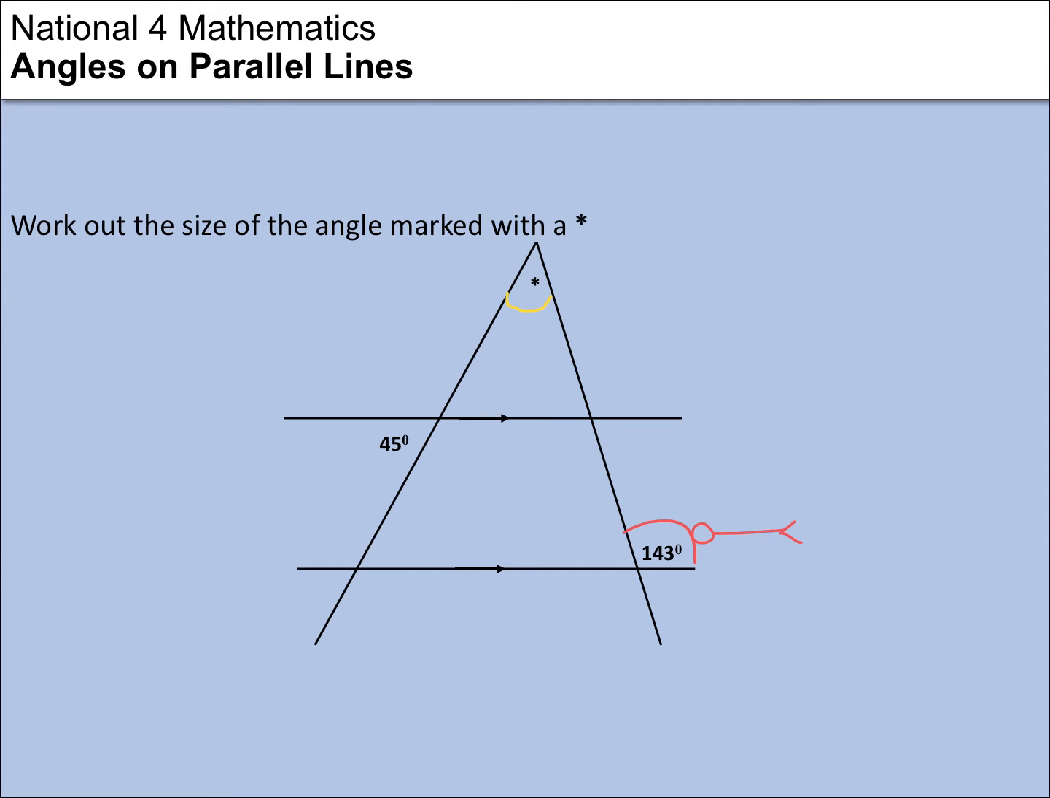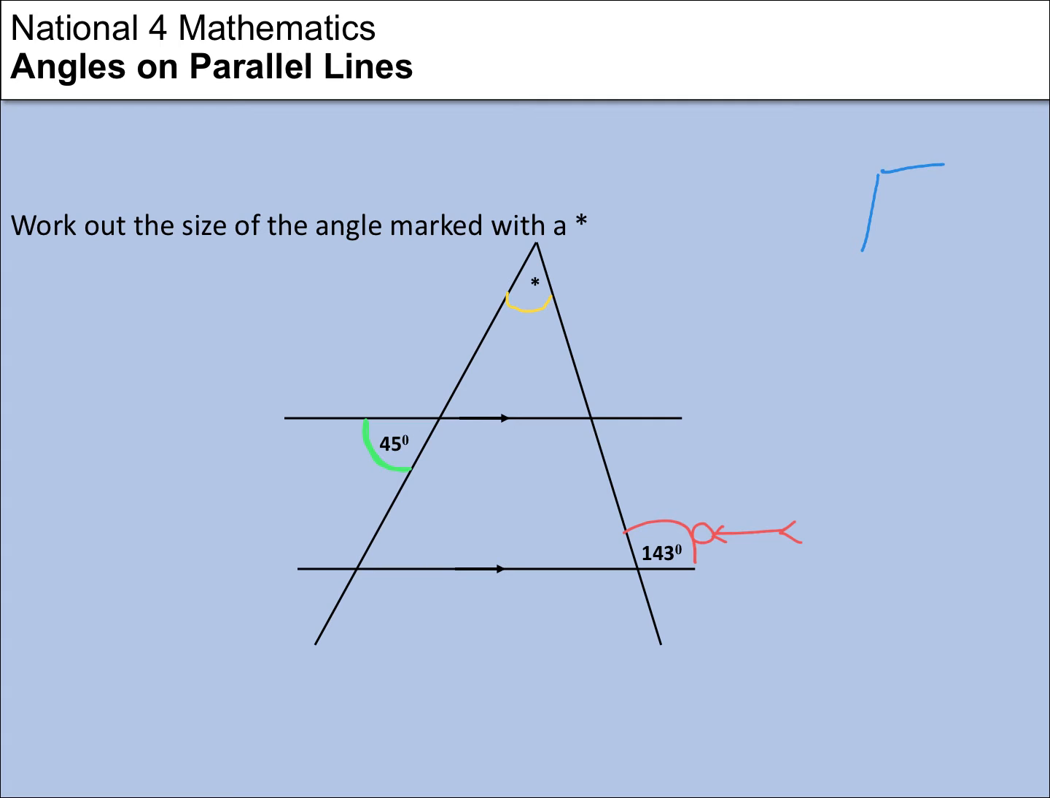I'm just going to make him into a little pillow for a wee man there. And we've been given an angle of 45 over on the left hand side. What's also quite important to notice is that there's a wee arrow here and another one here, meaning that these two lines are parallel. So there are certain rules that we can apply here.